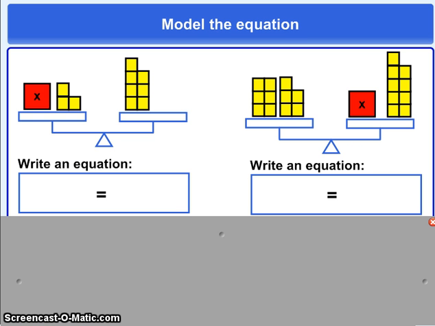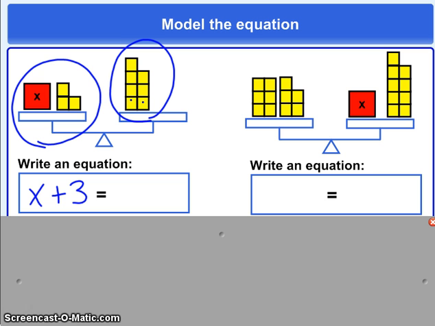Okay, so looking at the pictures here, write an equation for that first one, just like we did in the previous slide. On the left-hand side here, I have an x, and I'm adding 3 squares. On the right-hand side, I have 1, 2, 3, 4, 5, 6, 7 squares. So from this point, you should be able to solve for the x.